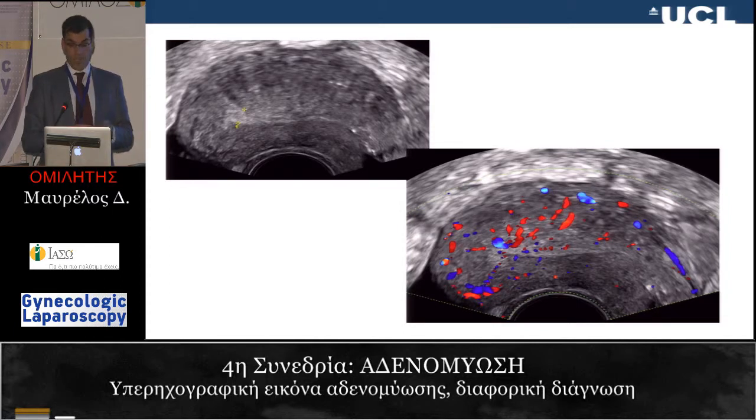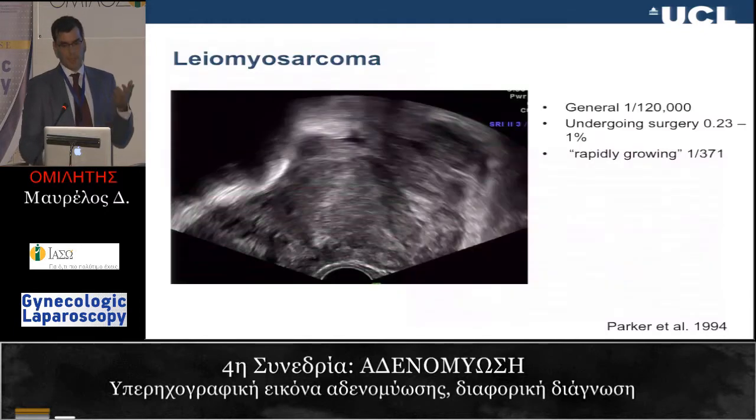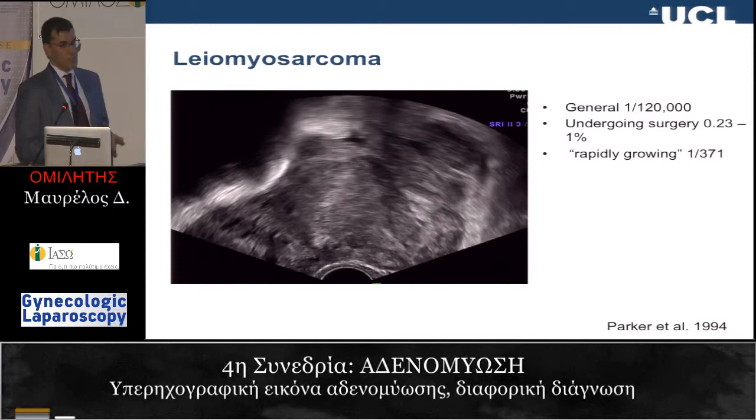And the other differential diagnosis that, of course, we all need to be aware of, and thankfully is very rare, is a leiomyosarcoma, this kind of terrible picture where everything is distorted, there's no limits, no boundaries, and obviously you should be alarmed if you see something like that. Thankfully, it's rare, but it's not so rare in women having surgery. It's been reported between 0.23 to 1%. And back in the day when we had this worry about morcellating fibroids, there's a study from the States showing that in women operated for rapidly growing fibroids, the incidence of leiomyosarcoma is 1 in almost 400. So they are very difficult tumors to diagnose.